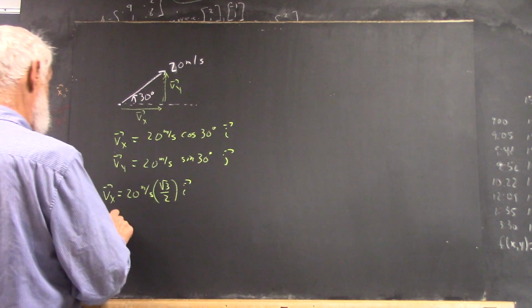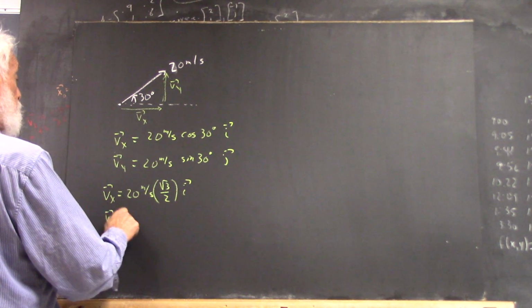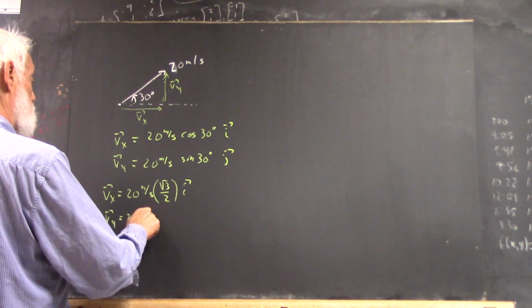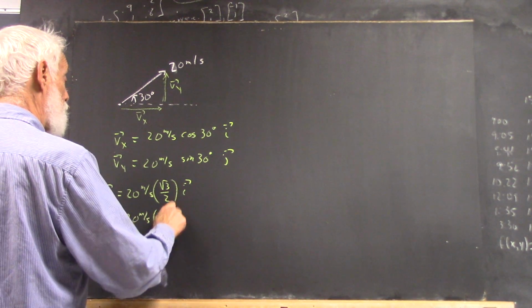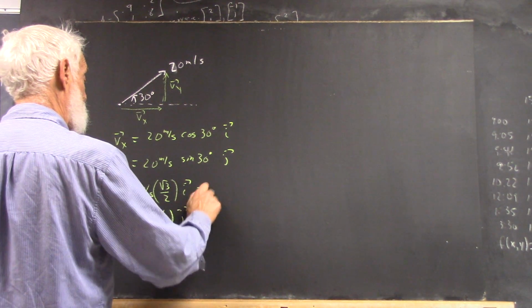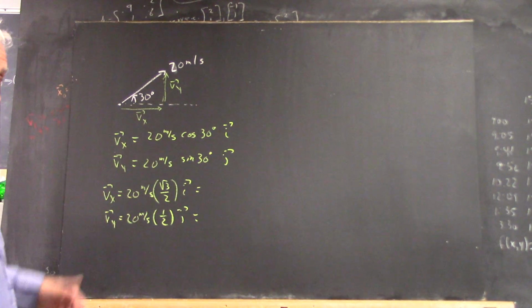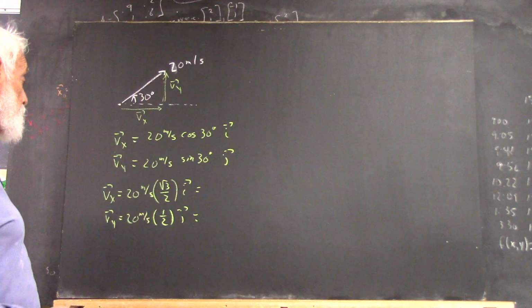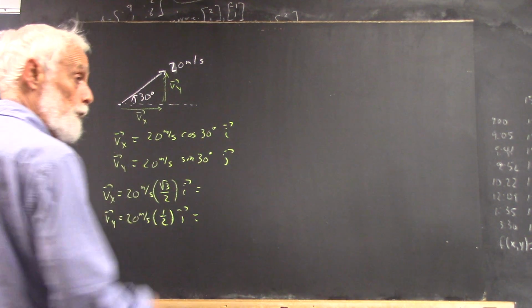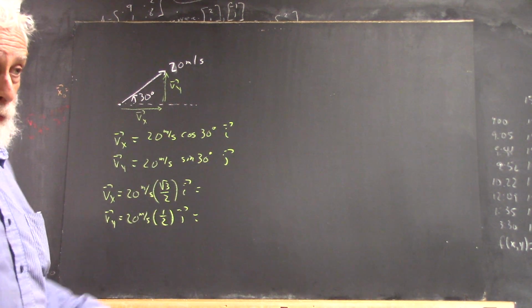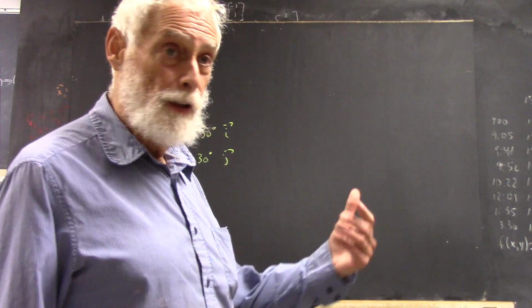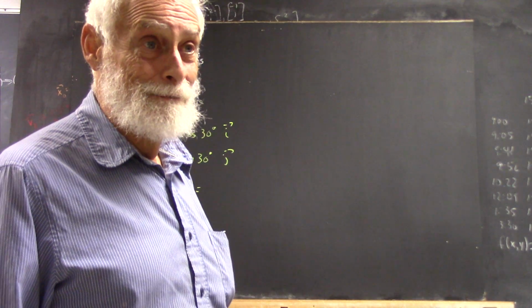I, and Vy is 20 meters per second times 1/2 J. There they are, okay? In the square root of 3 over 2, everybody knows the square root of 3 is 1.732, so that's like 0.866, right?